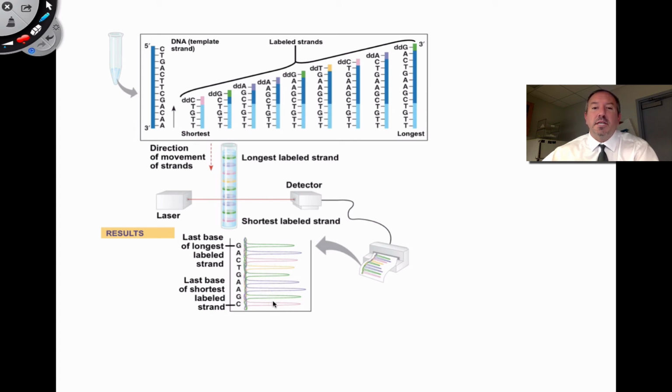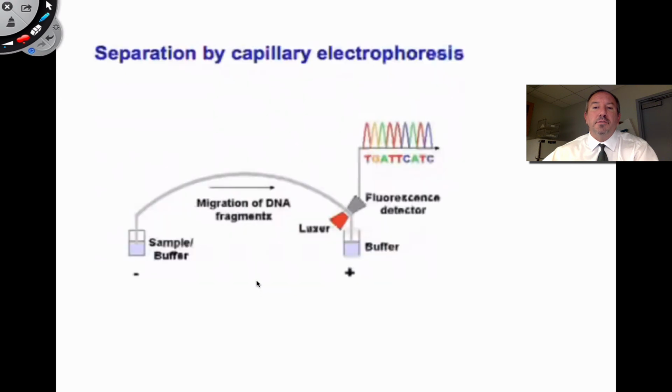And you can actually see in this printout right here the actual DNA sequence using the fluorescent tags. Again, this is separation by capillary electrophoresis, because these tubes are capillaries. They're very thin, and then a laser reads it.